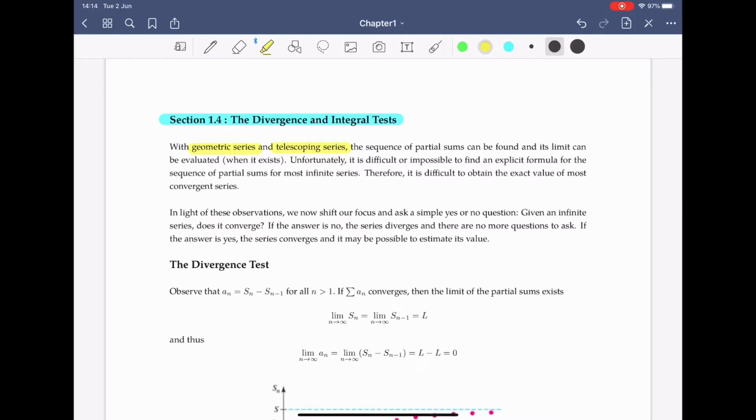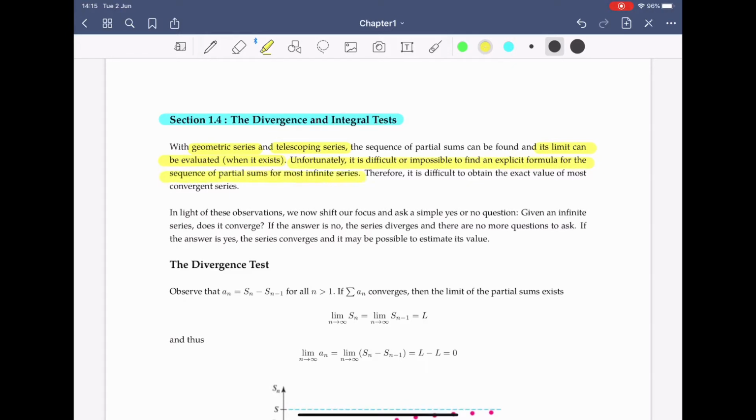For example, for a geometric series, if you know that it has a common ratio r such that absolute value of r is less than 1, then you know that the limit is a over 1 minus r. So that is what I mean by easy to evaluate. You can compute the limit of the series easily. But unfortunately, most of the time it's going to be difficult or impossible to compute the limit of the series, right?